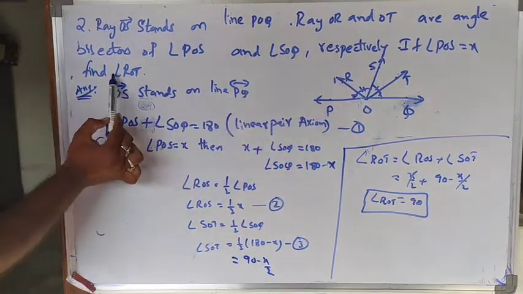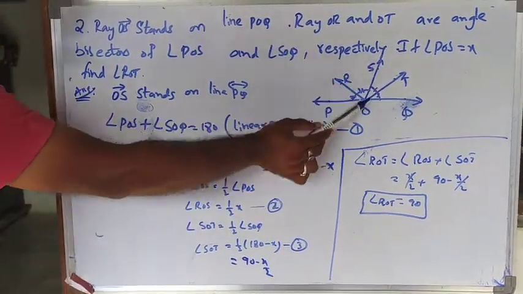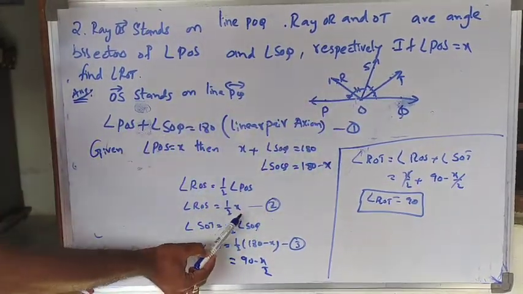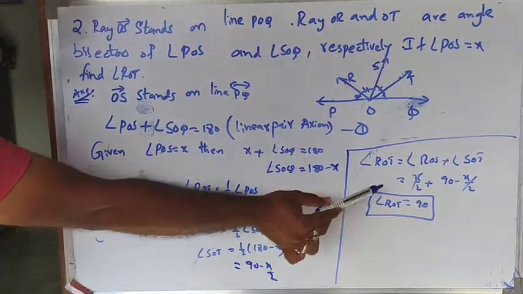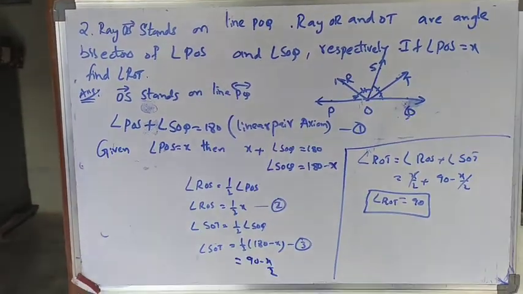Now I need ROT in my question. ROT is the combination of two angles, angle ROS and angle SOT. So angle ROS is already known to us, that is X by 2, plus SOT, which is 90 minus X by 2. So X by 2 minus X by 2 gets cancelled. So angle ROT value will be 90 degrees.